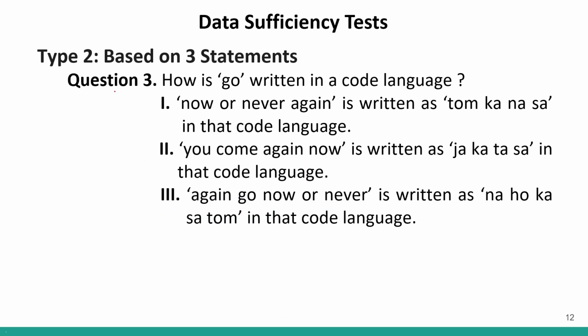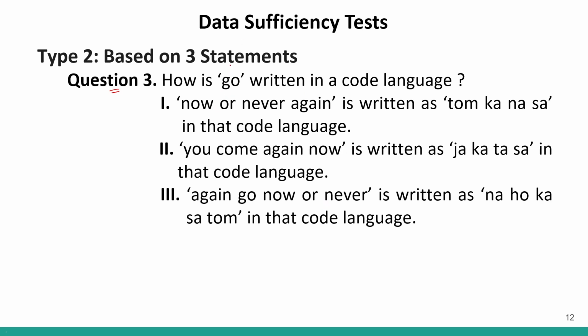Now, coming to question number 3. Again, 3 statements are given to us, and the question is given to us. Let us solve. How is Go written in a code language? So basically we have to find the code language of Go. If you remember coding and decoding, we did a lot of questions like these. So I'm going to use the same approach.